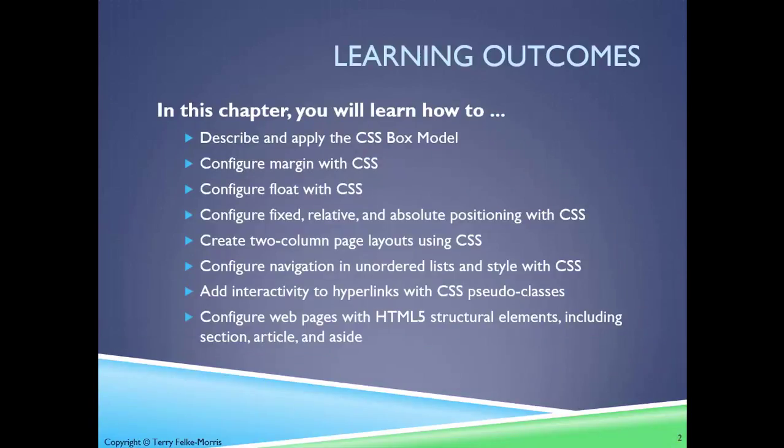And here are our objectives. We'll talk a little bit more about the CSS box model, talk about margins, and I've already mentioned both those a little bit, talk about floats, which is an important concept, compare and contrast fixed, relative, and absolute CSS positioning, talk about how to create a two-column layout using CSS, how to configure navigation in unordered lists and styling with CSS, add interactivity to links with pseudo-classes, hover, visited, etc., and configure web pages with HTML5 structural elements, including the section tag, article tag, and aside tag.